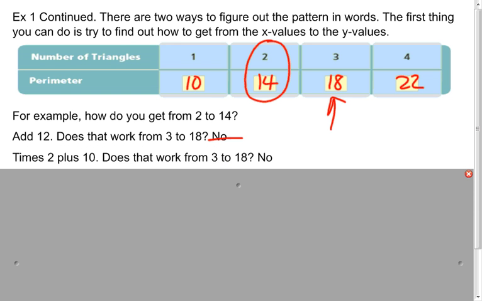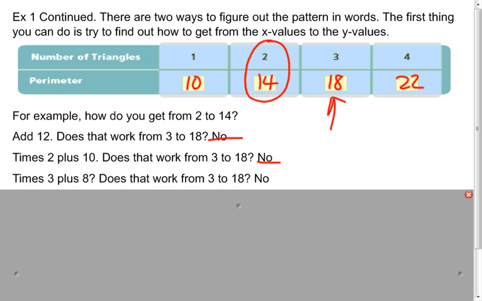What if I multiply by 2 and I add 10? Well, that works for 2 and 14. 2 times 2 is 4, plus 10 gives me 14. Does it work for 3 and 18? 2 times 3 is 6, 6 plus 10 is 16, and I'm trying to get 18. So that doesn't work, so I have to try a new one. What about times 3 plus 8? That works for 2 and 14. Does it work for 3 and 18? 3 times 3 is 9, plus 8 is 17. Well, I'm closer, but I'm trying to get to 18. So that doesn't work either.